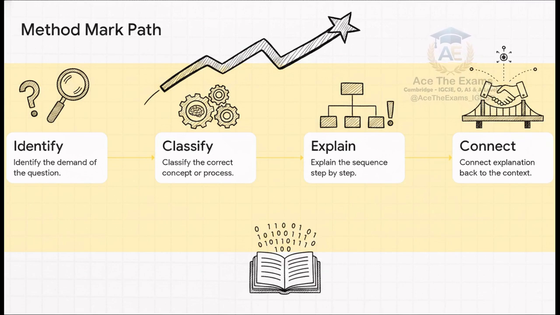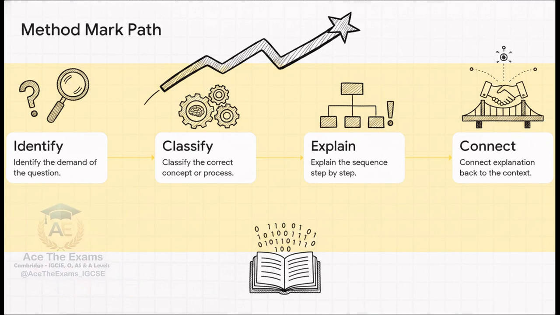Step 1, identify demand. What is the actual command word? Is it state, describe, explain, or evaluate? If the question says explain, you cannot just list facts. You must provide reasons and mechanisms. Step 2, classify concept. Recognize that this isn't just a math question. Oh no, it's a hardware limitation question regarding memory size and data integrity.